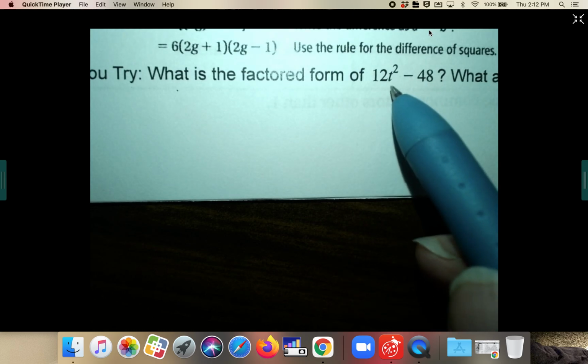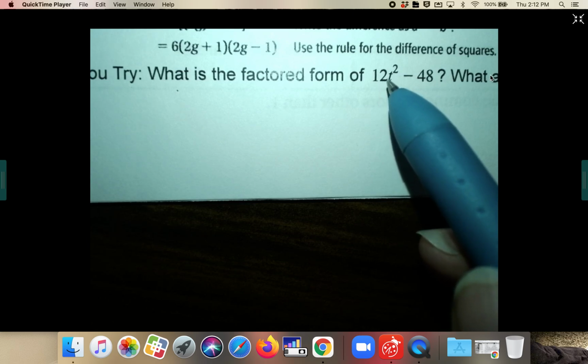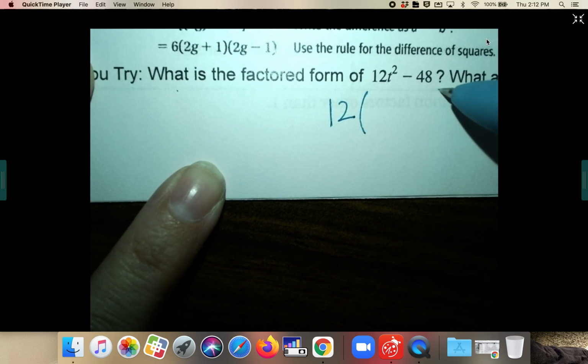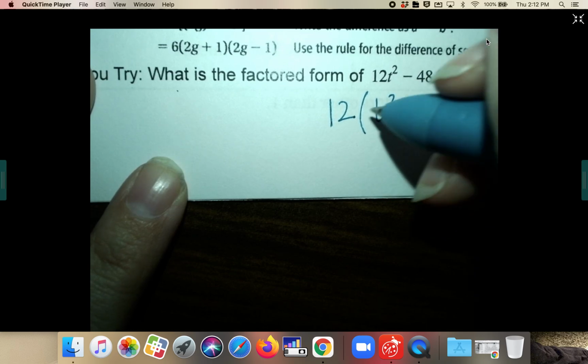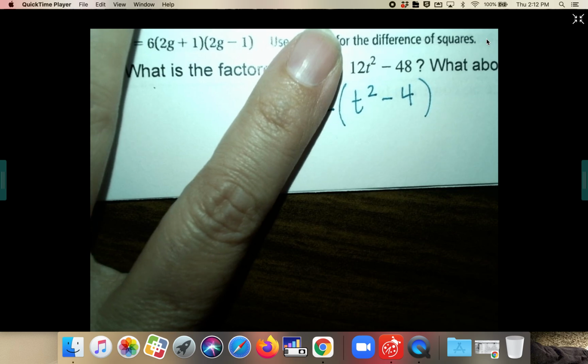You can pull out a 12 itself. You might have thought 6 or 4, but you have to go with the greatest common factor. So the greatest common factor is 12 itself. So let's pull out a 12, and that would leave t squared and minus 4 on the inside. Okay, and now we're not going to look at 12 for a minute.